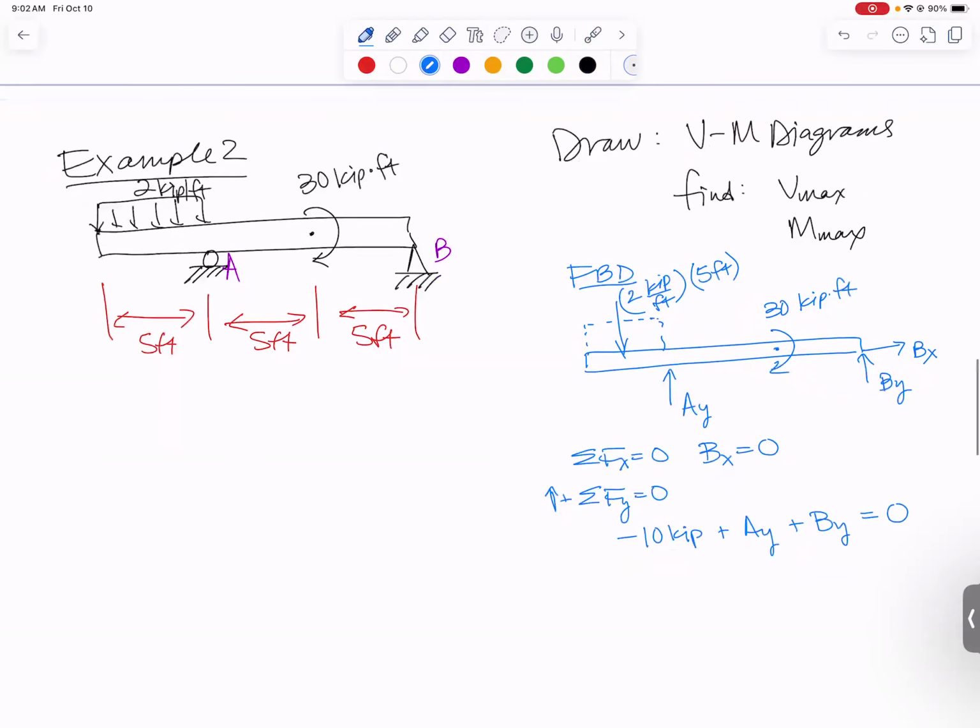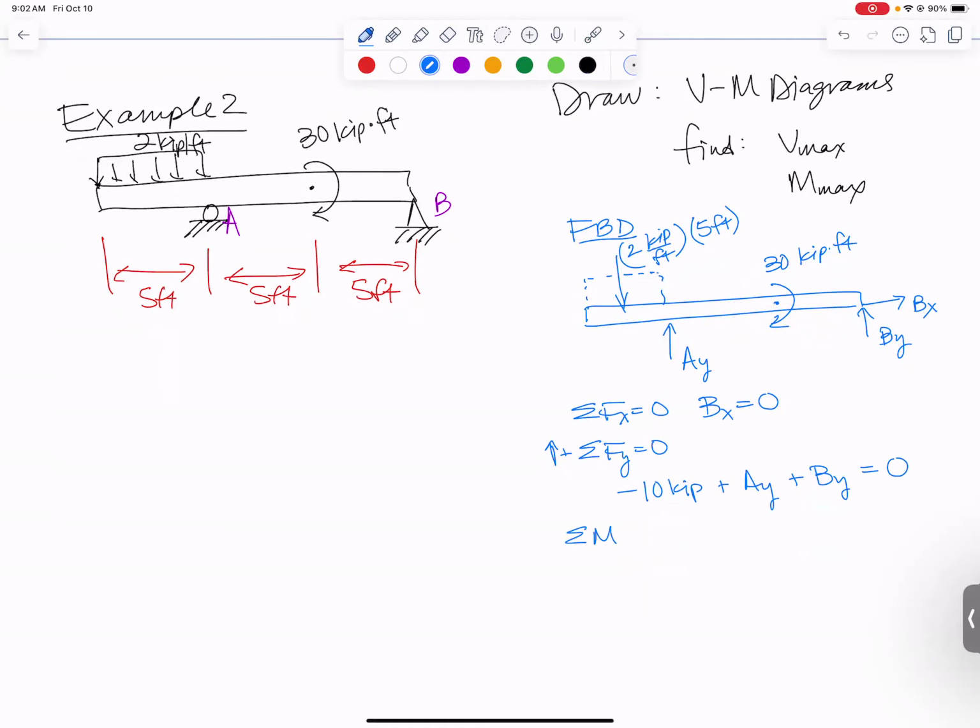And then let's sum moments. Summing moments about whatever point you pick, I suggest either A or B since that's where we have unknowns. I summed moments about A in my notes. To the left of point A, I've got this downward 10 kip force. So since you're going left and then down, we're going to create a counterclockwise moment. So we'll have 10 kips, and the distance away is half of 5, 2.5 feet away.